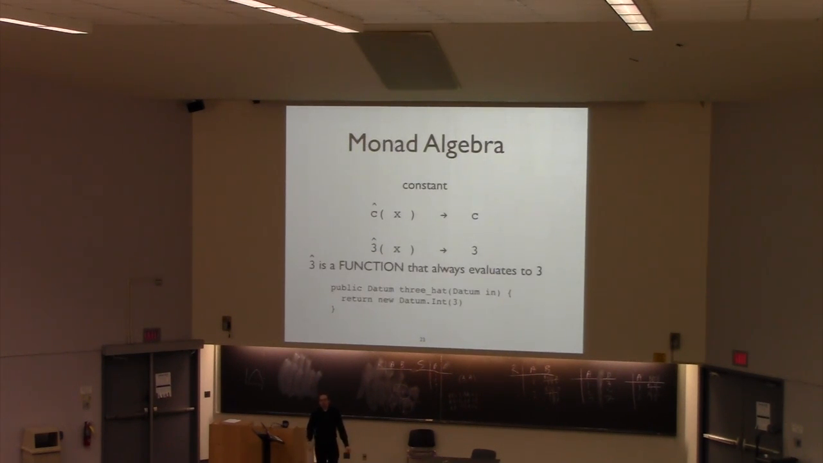This is the slightly less simple one, the constant function. Again, everything is a function. So the way monad algebra expresses constants is also as functions. The gimmick, though, is that the constant function returns a constant. It ignores its input entirely. For example, I'm going to distinguish the constant functions with a little hat sign. So 3 hat is a function that always evaluates to 3. No matter what its input is, the output will always be 3. Just in case that isn't immediately obvious, I have the Java code for an equivalent version of this function. It takes an input. The API is always that it takes one object as an input. But in this case, the output is always the constant 3.